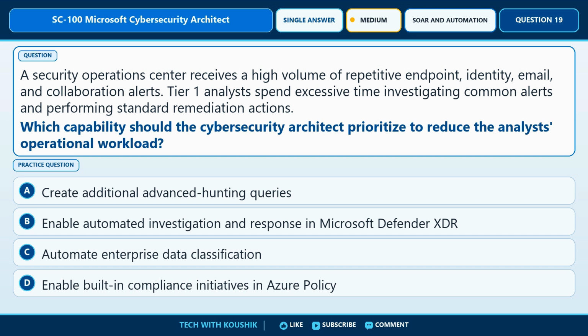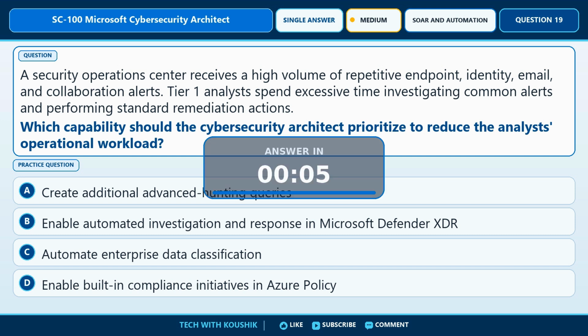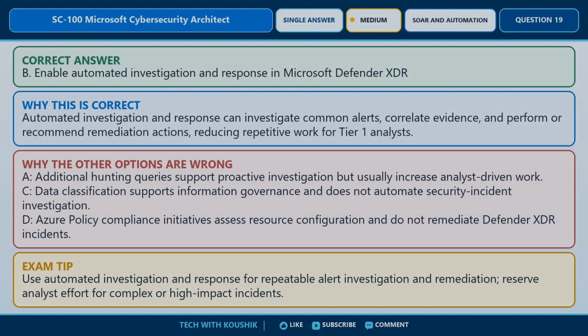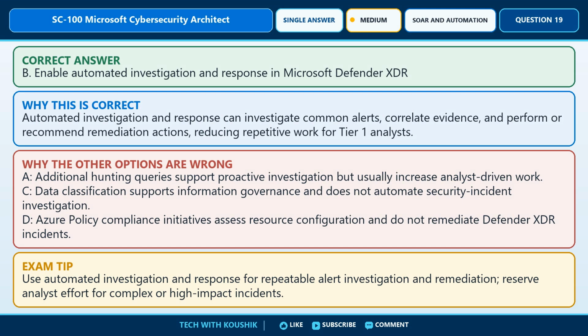Option A. Create additional advanced hunting queries. Option B. Enable automated investigation and response in Microsoft Defender XDR. Option C. Automate enterprise data classification. Option D. Enable built-in compliance initiatives in Azure Policy. The correct answer is Option B. Enable automated investigation and response in Microsoft Defender XDR.